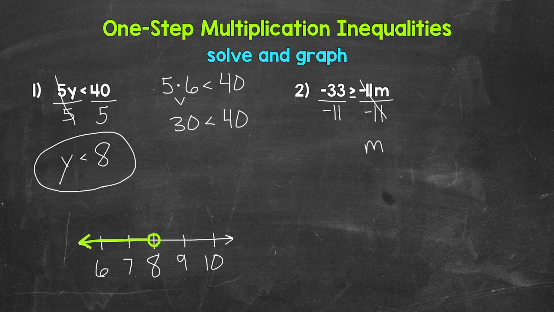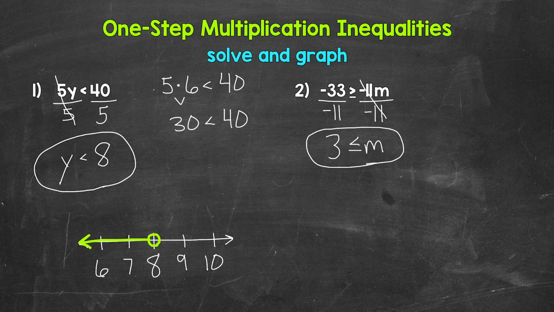M is now isolated. The inequality symbol flips. And then on the left side, negative 33 divided by negative 11 gives us 3. So m is greater than or equal to 3. Now, as far as flipping the inequality symbol, that symbol flips as soon as both sides are divided by negative 11. Basically, it flips in order to keep the inequality true. I go into more detail about this in other videos. Those links are in the description. For this video, we will focus on solving and graphing.